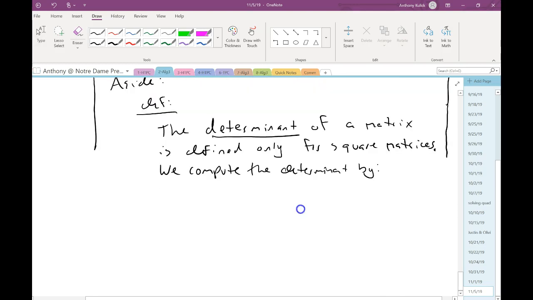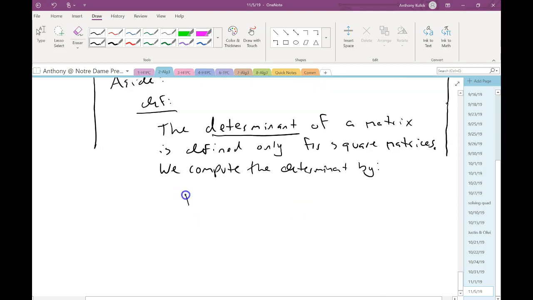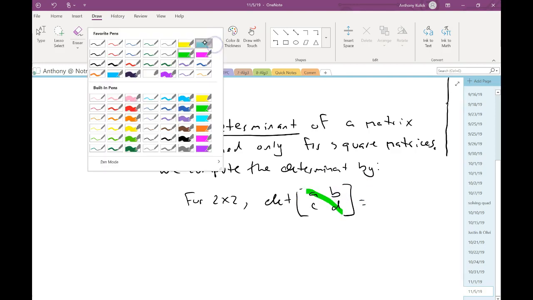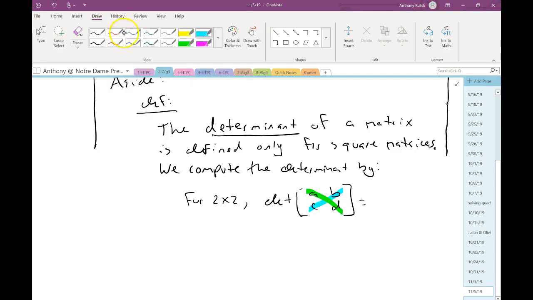To compute the determinant for a 2x2 case, if I want to take the determinant of a 2x2, I just do A times D, and I subtract B times C. That's it.